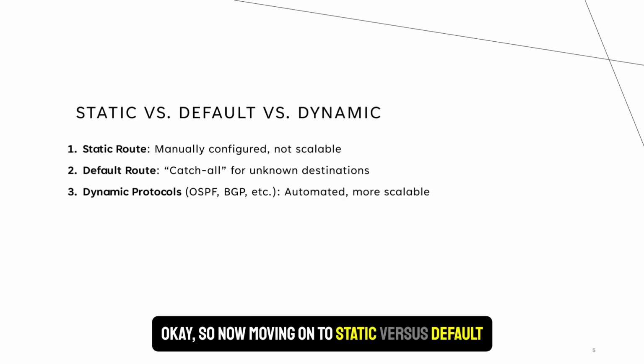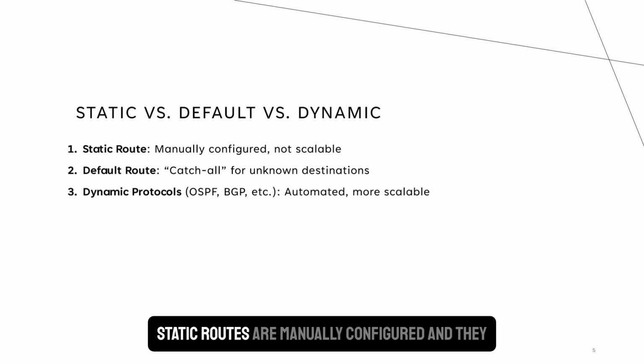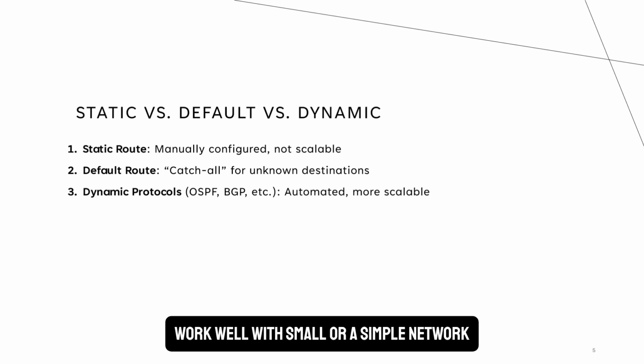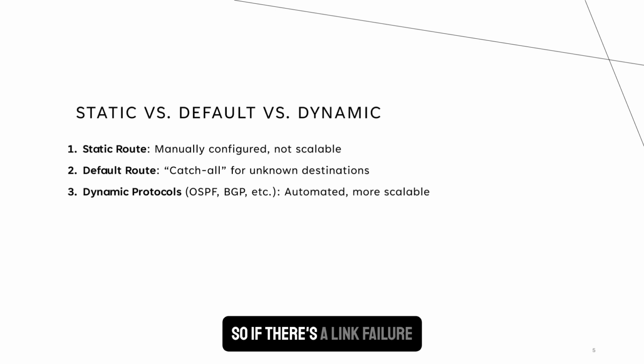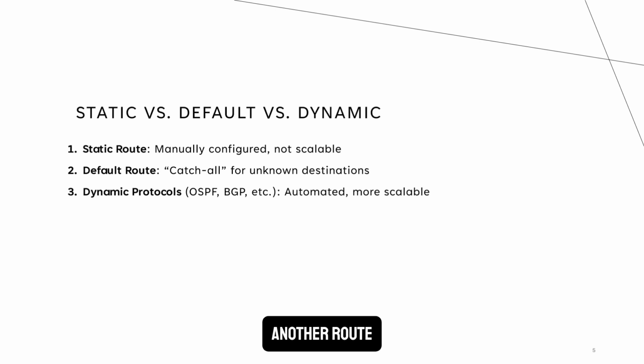Okay, so now moving on to static versus default versus dynamic routes. Static routes are manually configured and they work well with a small or simple network, but they do not scale well, as you could imagine. If you grow, it's hard to say how many you can configure, and also don't forget they don't converge. So if there's a link failure, you'll have to manually intervene and give it another route.